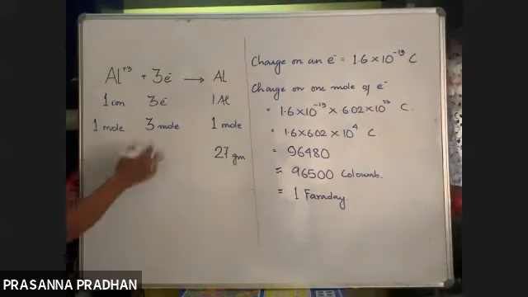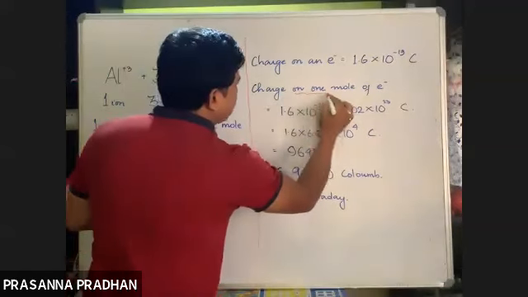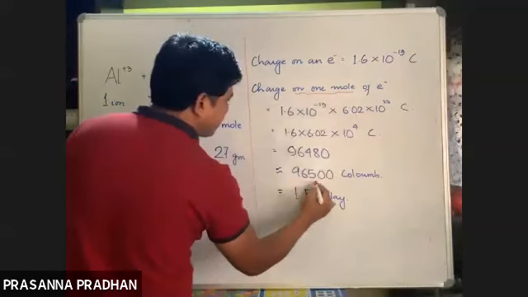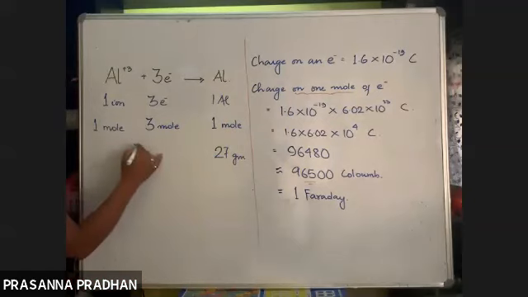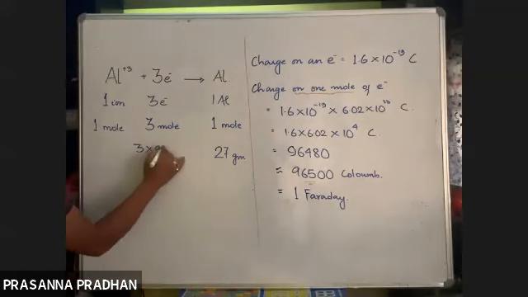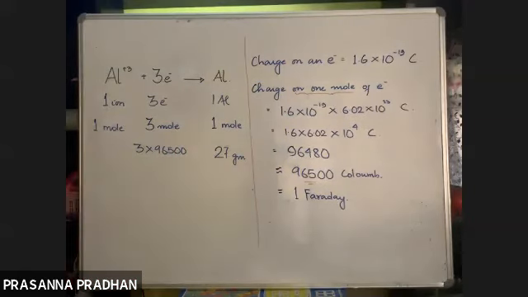When we pass how many moles of electrons? 3 moles of electrons. What is the charge on 1 mole of electrons? This is 96500 coulomb. So what will be the charge on 3 moles of electrons? Therefore, the charge on 3 moles of electrons is going to be 3 times 96500 coulomb. So from Faraday's law, we can calculate the amount of a substance deposited or liberated.